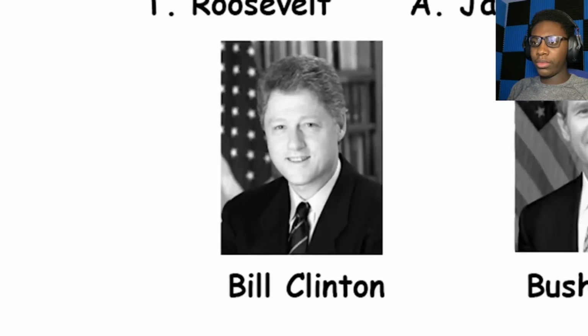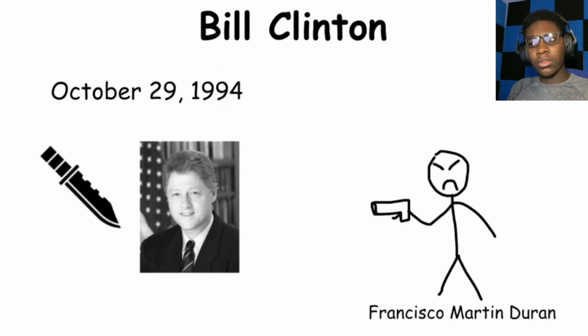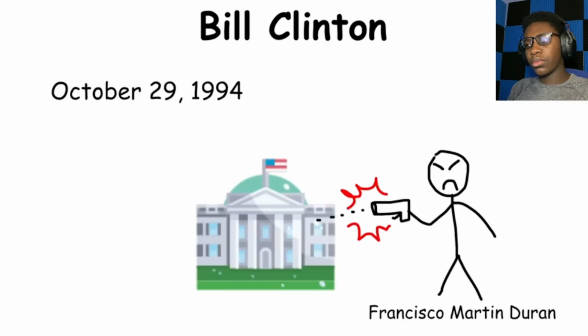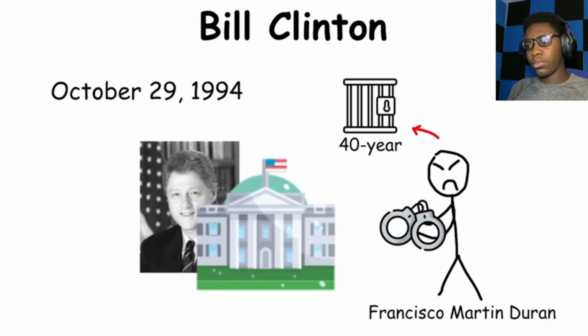Bill Clinton. On October 29, 1994, President Bill Clinton faced an assassination attempt when Francisco Martin Duran fired multiple shots at the White House from a nearby street. Clinton was inside at the time. Duran was quickly subdued and later received a 40-year prison sentence for the attack.